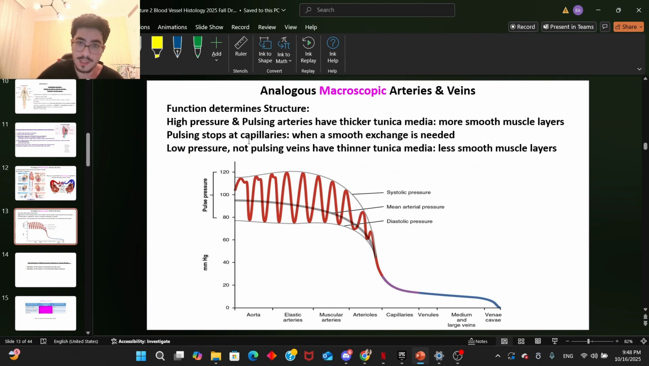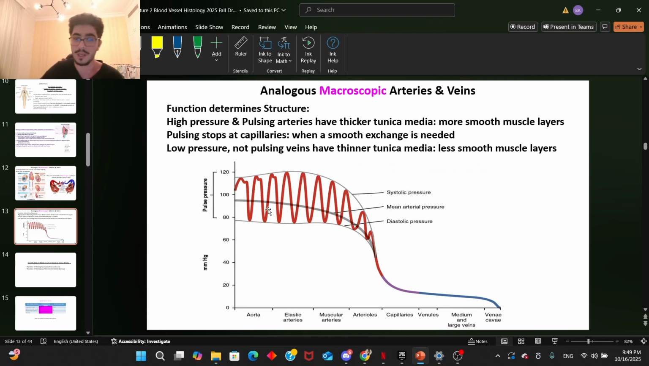So basically what this is saying is that arteries will have very high pressure. Arteries will have the highest pressure, and as you go from the aorta to the smaller arteries, the pressure will decrease. The pressure will become less and less. When it reaches the capillaries, the pressure becomes very low, and the blood flow in the capillaries is very, very little.